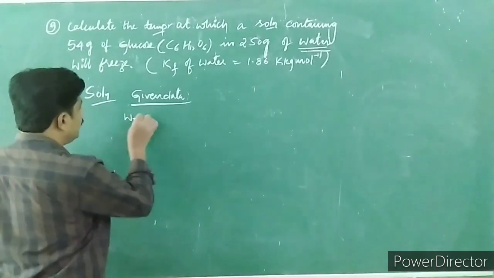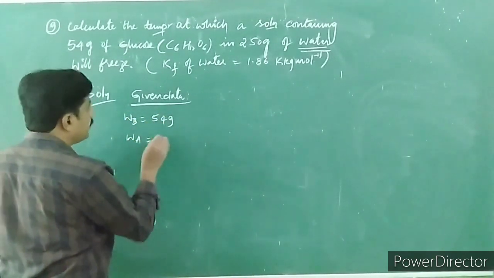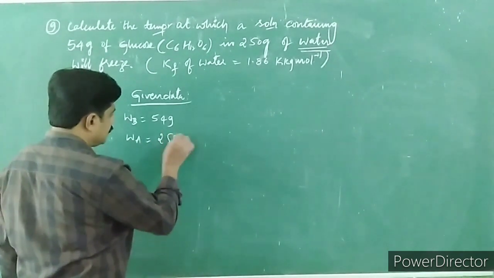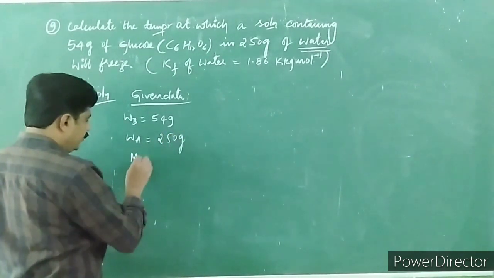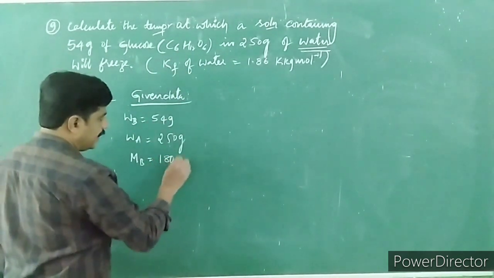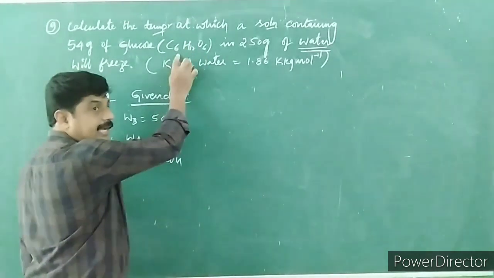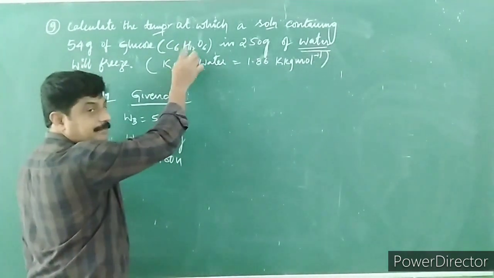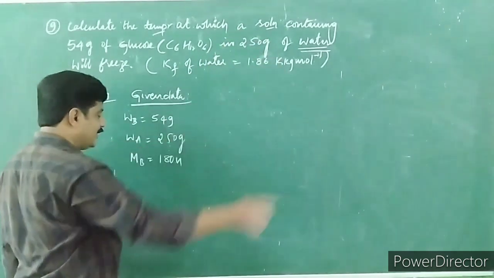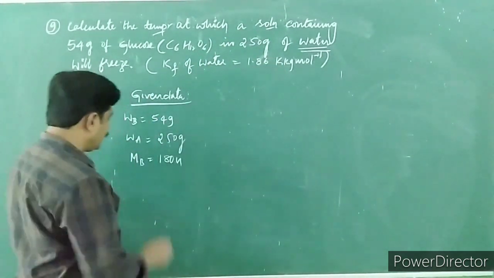WB is how much here? WB is equal to 54 grams. WA is how much here? WA is 250 grams. And MB, you need to find out for glucose, it is 180 unified mass. How do you get this? You add atomic masses of all the atoms of a different element present in that molecule. Then you are going to get the molar mass of that particular solute.